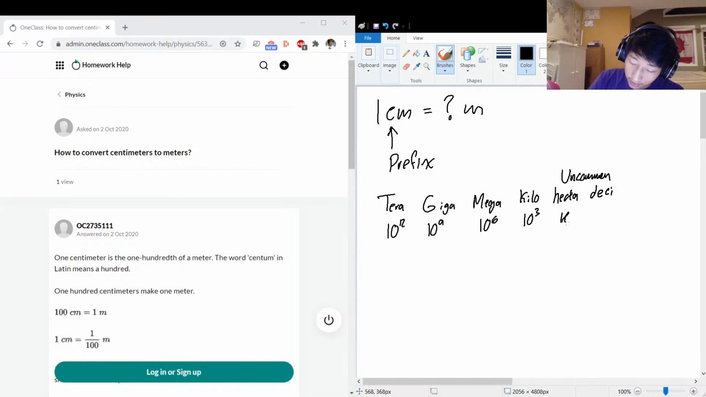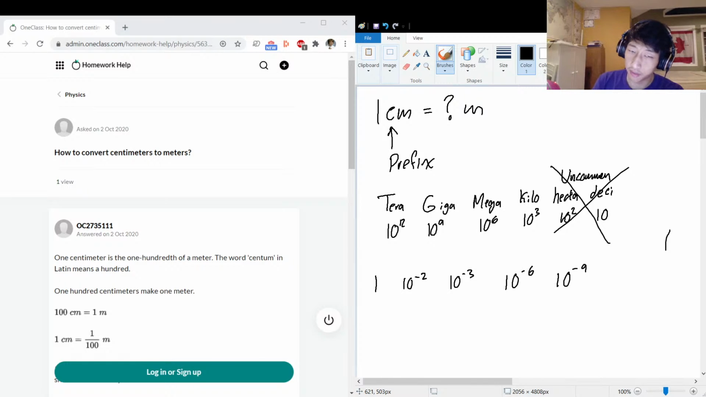And this is 10 to the 2, and this is 10. But these are very rare, so we might as well just ignore them. Now go in the other direction, if we're going small, 10 to the negative 1. That's so uncommon that I'm not even gonna bother mentioning it. So we have 10 to the negative 2, 10 to the negative 3, then 10 to the negative 6, 10 to the negative 9, and typically you won't see stuff smaller than that.